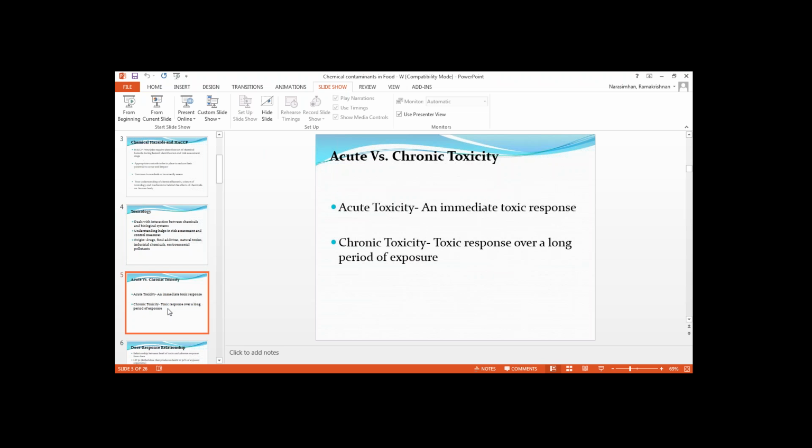Let me differentiate between acute and chronic toxicity. So in this slide, I would like to define the two most often used terms in toxicology, acute and chronic toxicity. Acute toxicity is defined as an immediate toxic response, an instantaneous response, whereas chronic toxicity is defined as the toxic response that appears over a long period of time. It doesn't kill immediately, but it produces a result over a period of time. So that is chronic toxicity.